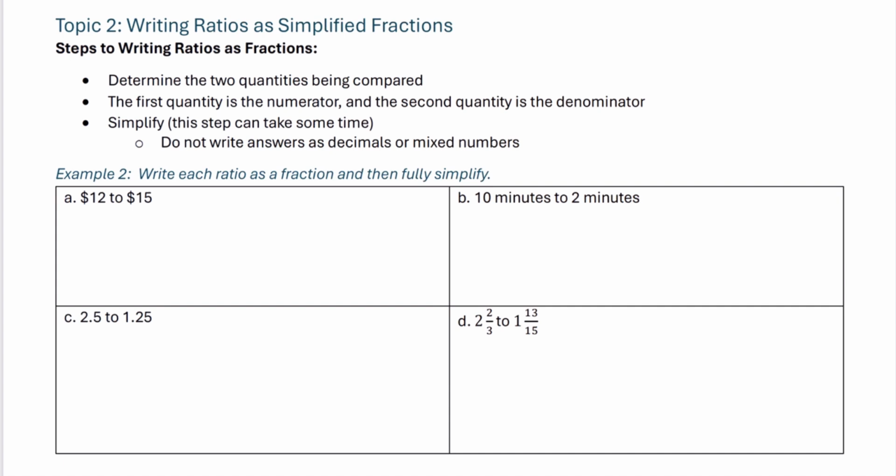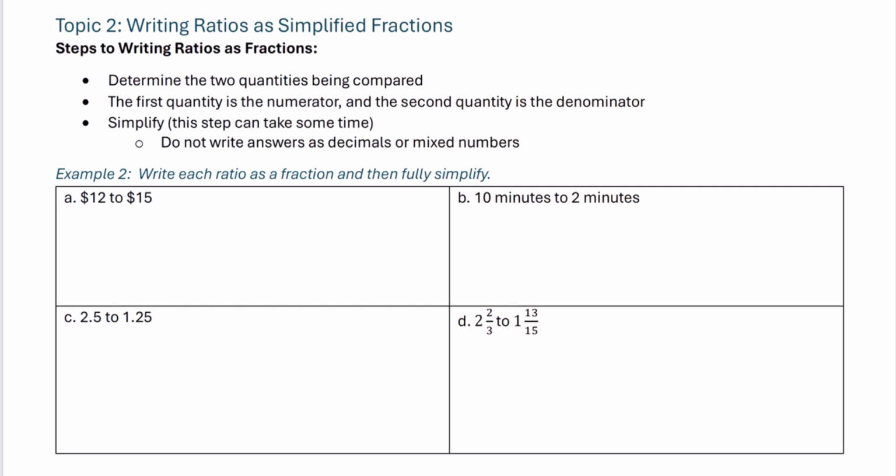To write ratios as a fraction, we first determine the two quantities being compared. Second, the first quantity is the numerator and the second quantity is the denominator. Finally, we simplify. Do not write answers as decimals or mixed numbers. We want to simplify and write as a reduced fraction or a whole number depending on the situation.